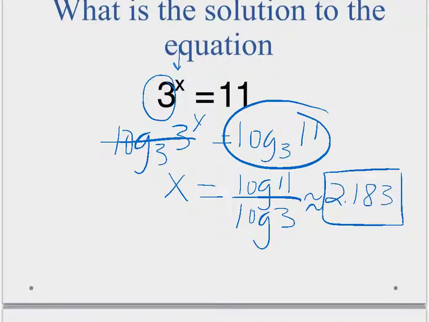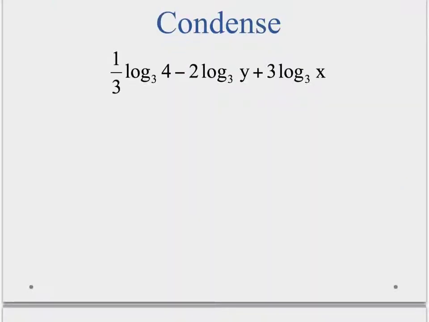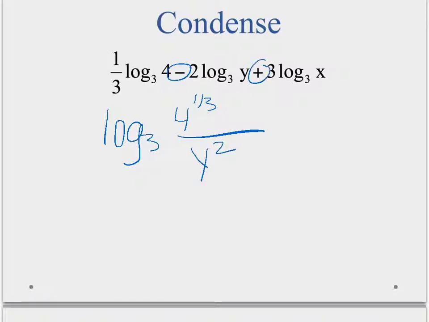Okay, so we want to condense them all together. Remember that we only need one log. Please don't write a bunch of logs next time on the test tomorrow. So each one of the coefficients becomes exponents, so we get 4 to the 1/3. Subtraction means division, so that's y squared. And then addition means multiplication, so x to the 3rd.